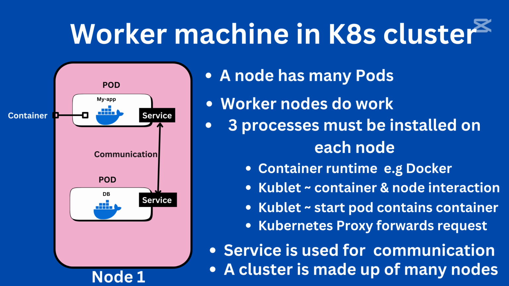Services are like messengers that help nodes talk to each other. They're shared among the nodes, so if one pod goes down, you can still access it from outside because the external IP address stays the same. A Kubernetes cluster is made up of many nodes, from a few hundred to thousands.